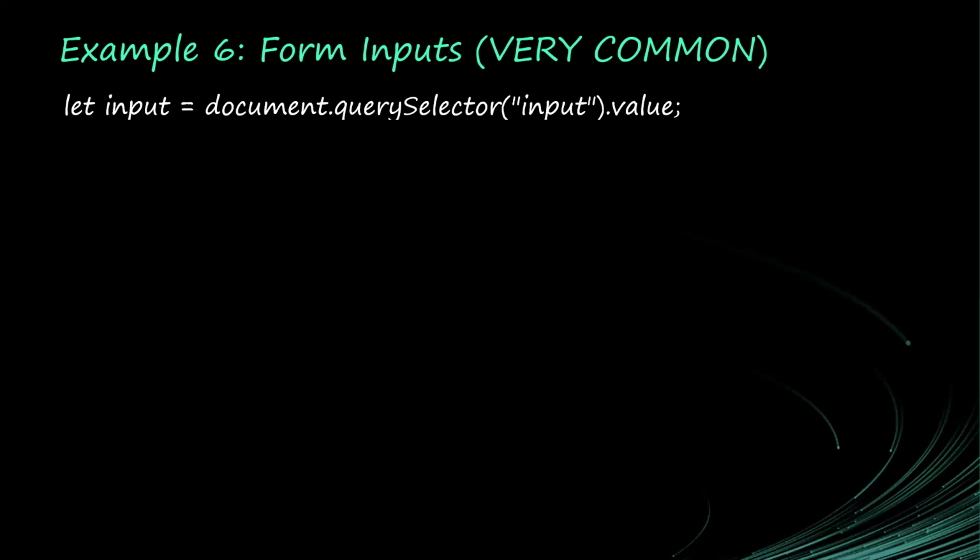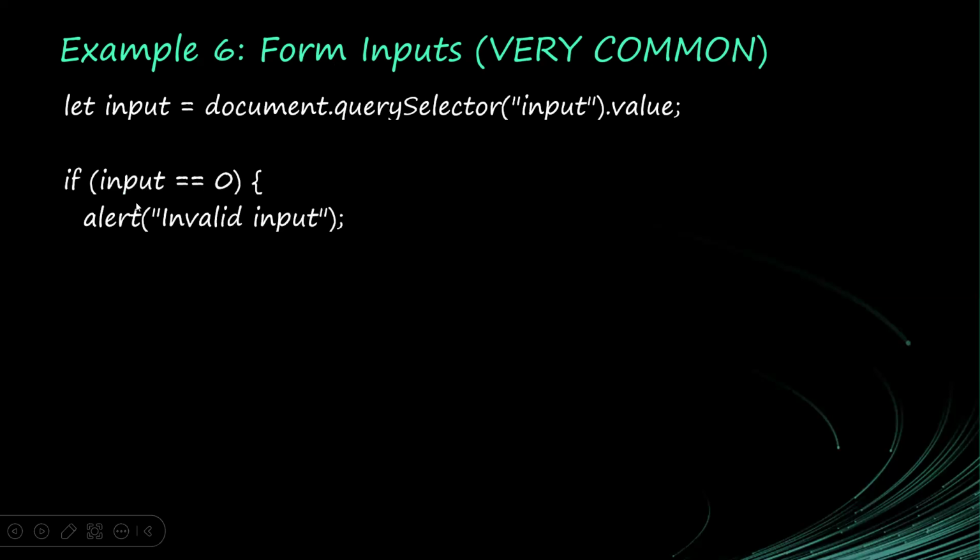So in this case now, this is DOM manipulation. We're getting the input like in a form. We are getting the input element and we are checking the value that the user has entered. Let's assume we got the value and we are storing the value as input. Now, if we say if input == 0, alert invalid input.